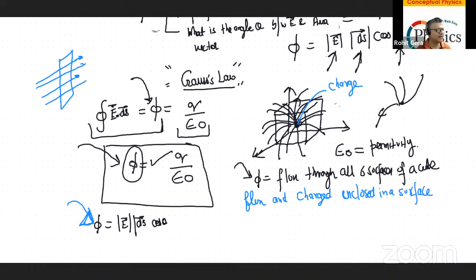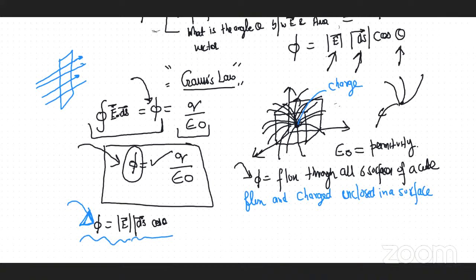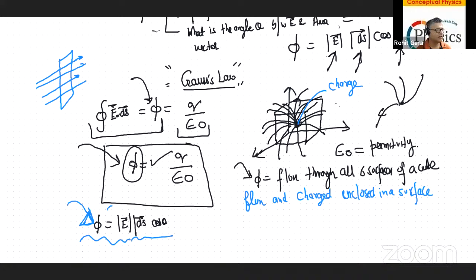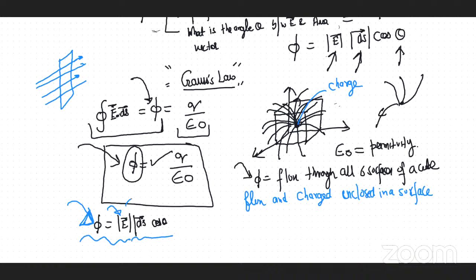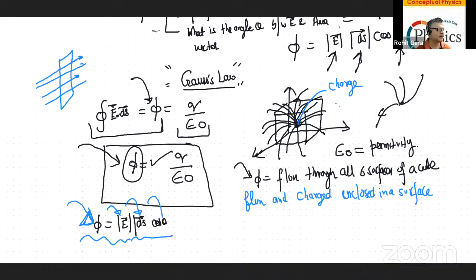In this formula, do you see any mention of charge? No, not really. You see the electric field, the area, and the angle between the electric field and the area. There is no mention of charge at all. But Gauss was very intelligent. He said the same flux is linked to the charge like this. Which charge? The charge enclosed by the surface.